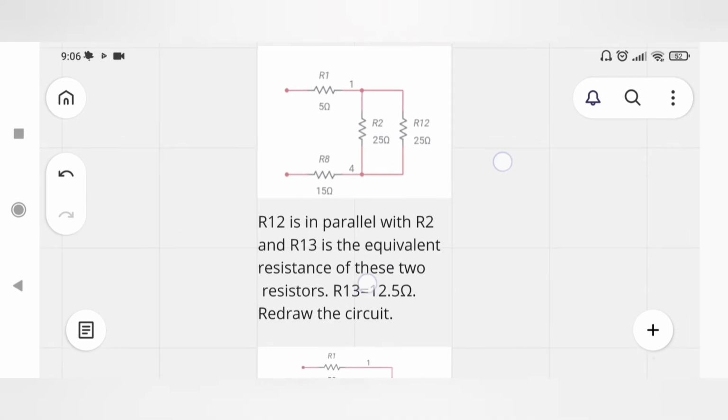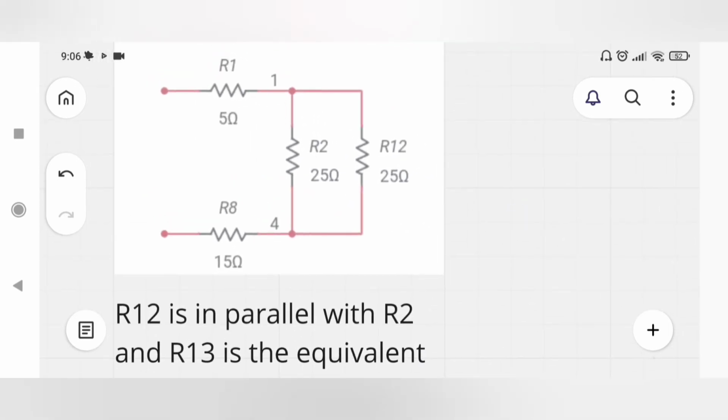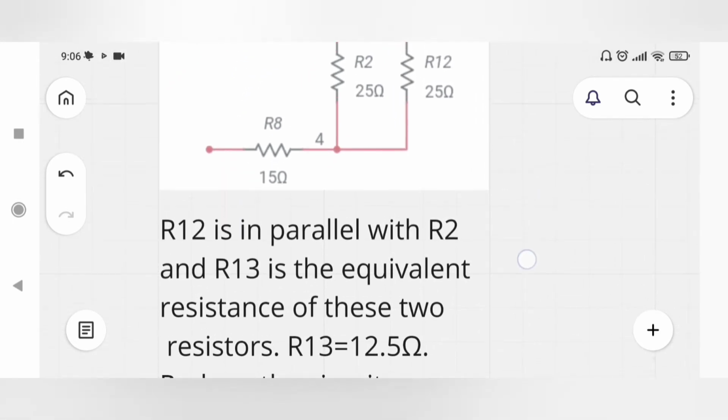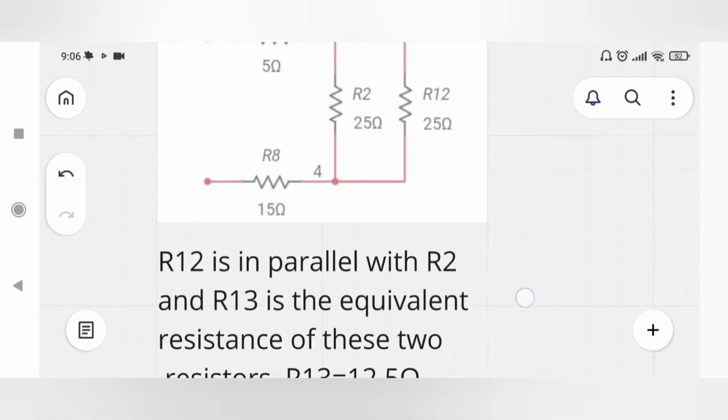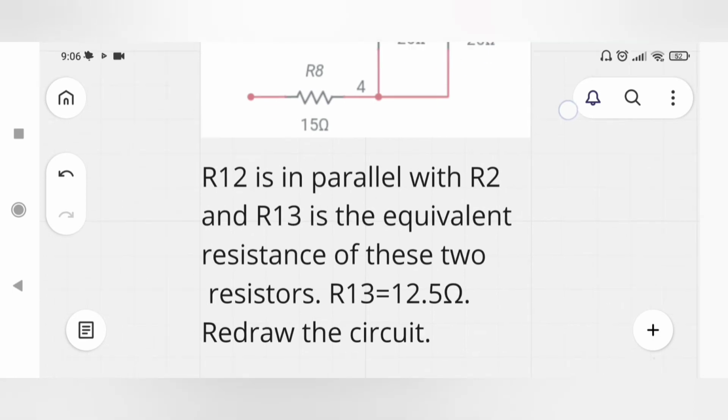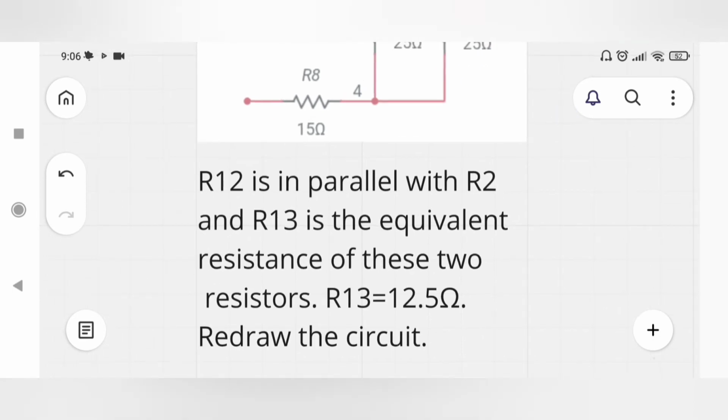Here is the equivalent circuit, and now R12 is in parallel with R2, both of them being 25 ohm. After evaluating their equivalent resistance, which is R13, we get R13 as 12.5 ohm. R12 is in parallel with R2 and R13 is the equivalent resistance of these two resistors. R13 is equal to 12.5 ohm, and redraw the circuit.